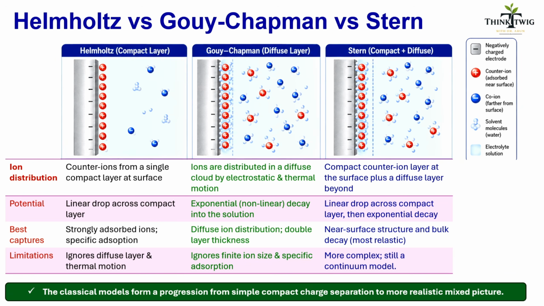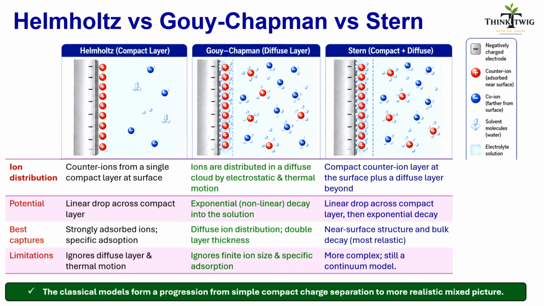Now let us place the three models together. The Helmholtz model gives the simplest picture. It assumes that the counter charge forms one compact layer near the electrode, and the potential decreases approximately linearly across that layer. The Gouy-Chapman model introduces thermal motion. It describes ions as a diffuse cloud and the potential as a non-linear decay into the electrolyte. The Stern model combines both. It contains a compact region near the surface and a diffuse region beyond it.